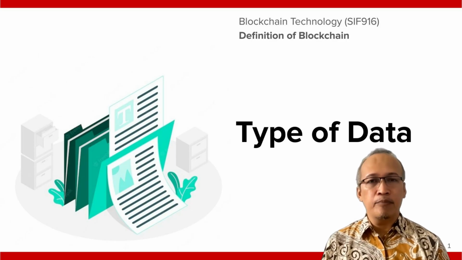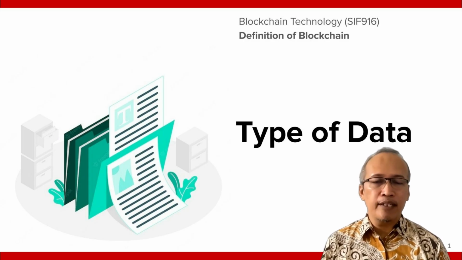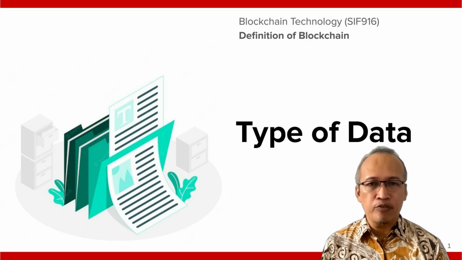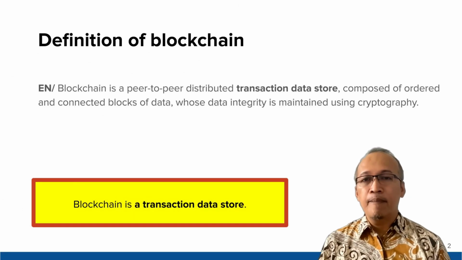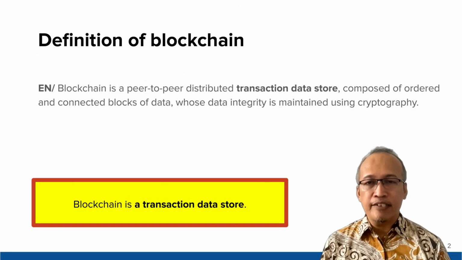We will start from the first characteristic, the type of data. This one might seem simple, but it's actually really important to understand. Because blockchain doesn't store just anything, it's specifically built for a very particular type of data. So what type of data are we talking about? Let's find out. Blockchain is a transaction data store.